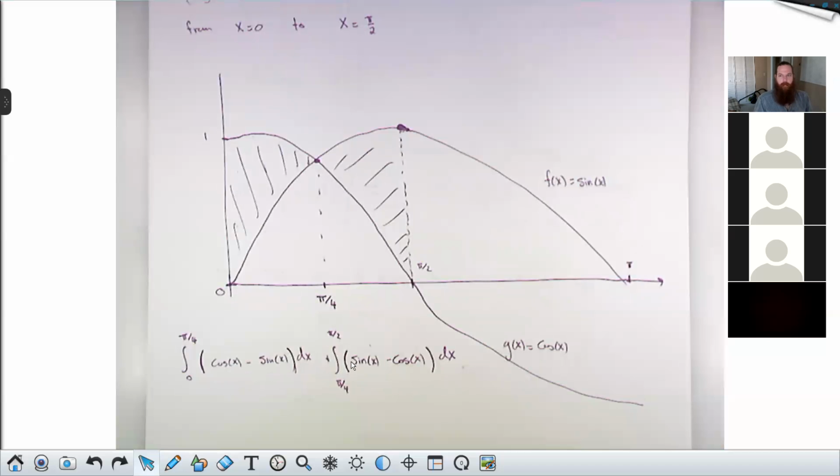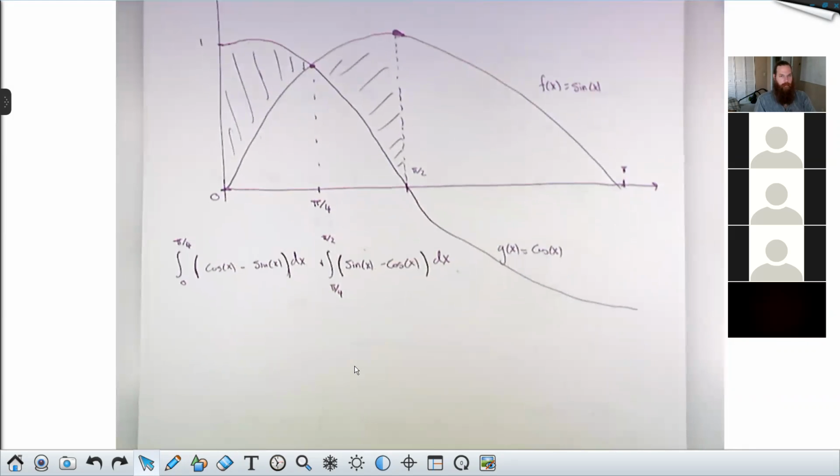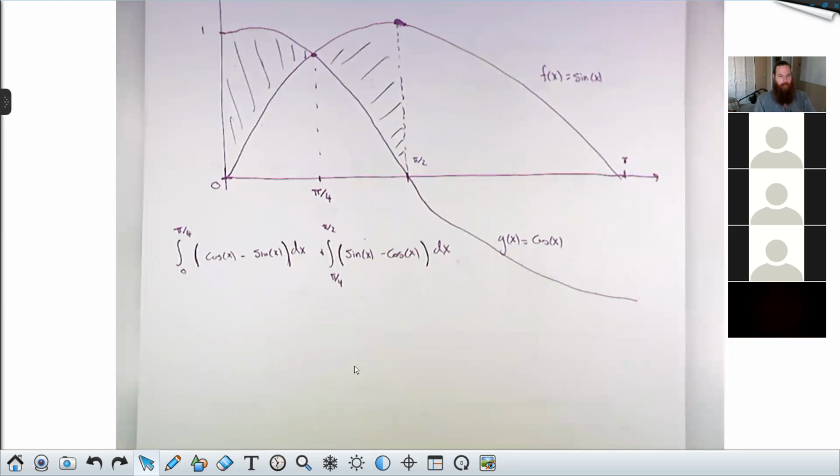How do I solve these integrals? What do I need to do? Don't you have to integrate the functions and then plug the b and the a in? Yeah, good. We're going to use the fundamental theorem of calculus. So I need to find an antiderivative for cos x minus sine x, and then I'll evaluate that between 0 and pi over 4. And I'll do the same thing here.